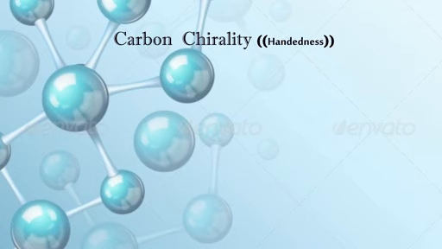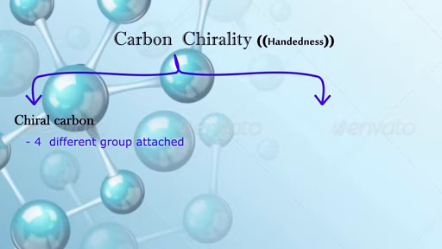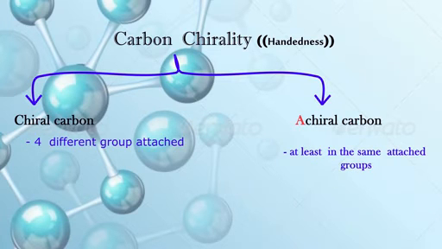Thyroxine chirality. Generally speaking, chirality means handedness and is classified into two types. The first type, chiral carbon, has four different groups attached. The second type, achiral carbon, has four groups attached with at least two of them the same.